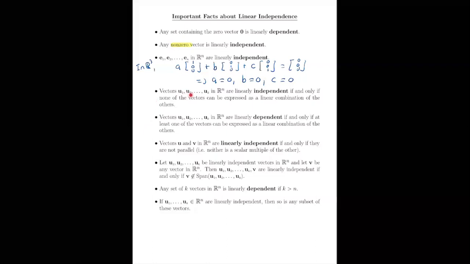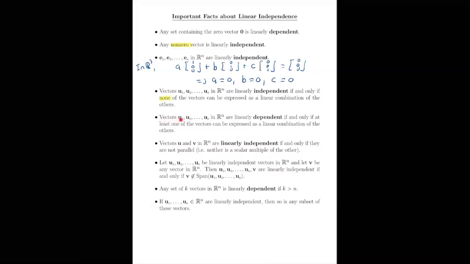Vectors U1 up to UK in Rn are linearly independent if and only if none of the vectors can be expressed as a linear combination of the others. And the key here is that none of them can be. So for linearly independent vectors, none of the vectors can be expressed as a linear combination of the others. There's no linear relationships between the vectors. They're completely independent.